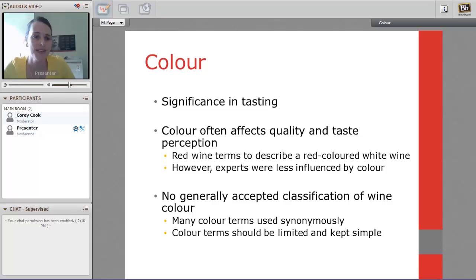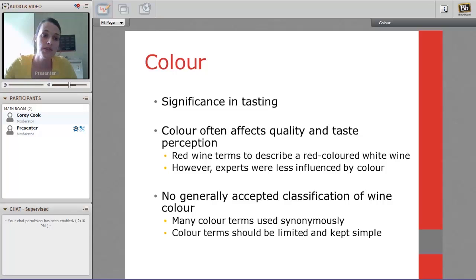There was a study, several studies, in fact, that have been done over the years where they've taken white wine, colored it red, and presented it to experts, and these experts have then used red wine terms to describe this white wine. So they're very influenced by color. They have done another study where they found that the experts were less influenced by color because they could look at the color but then say, well, that can vary with the winemaking, and we'll move past that, and then they could just focus on the aroma.